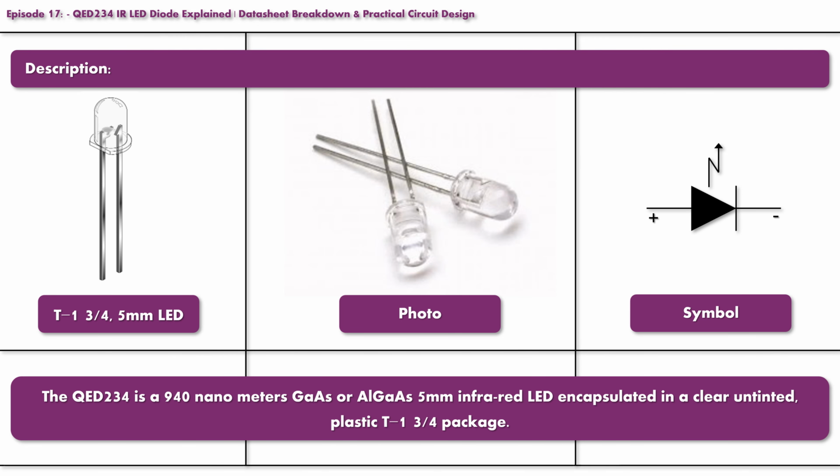The QED234 is a 940 nanometers gallium arsenide or aluminum gallium arsenide infrared LED encapsulated in a clear untinted plastic T-1 3/4 package. On the screen, from left to right, we can see rendering of the diode from the manufacturer, real-life photo, and at most right is the electrical symbol, how the diode is represented in the electrical circuits.